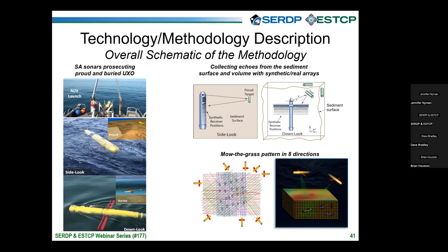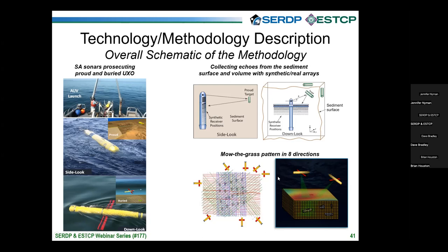So these images on the right basically try to capture what we mean by side look once again. Side look shows you the projector pushing out and then getting reflected energy back into this synthetic array. It's a real physical array, of course, that synthetic aperture techniques are applied to. And then for the downlook sonar, we do something very similar. Here, the synthetic aperture is working in the along track direction, but it's not side look anymore. It's getting scattered energy from the bottom, and then we're going into the sediment itself, many, many meters. So the bottom image expresses that to you.